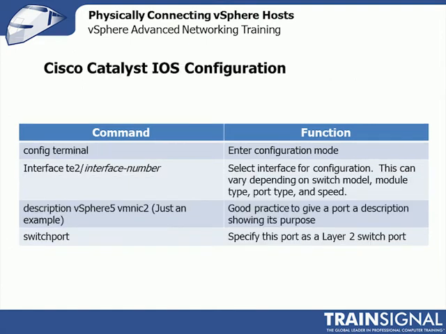Next is iOS configuration. So iOS is similar, a little different, but similar. So again, we go into terminal mode. Then we pick the interface we're going to configure. So TE2 is like a 10 gig interface on some switches. Give it the description. And we want to tell the switch that this is a layer 2 switch port. So some switches you'll have to just say switch port, and that tells it it goes to layer 2 mode, not layer 3.